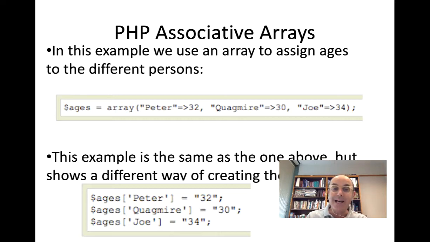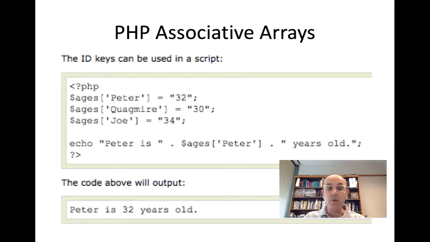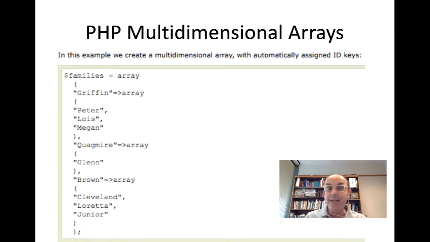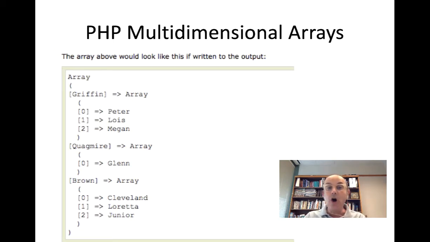We can also assign values to names, in this case age, so we are assigning ages to different people, and this is what it will look like. When we do Peter's age, the echo will display in HTML that Peter is 32 years old. For the multi-dimensional array, this is how I apply it in order to assign an ID key to it, and I have some dimensions that I like to give the array.